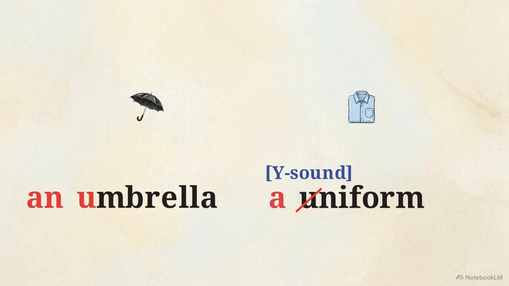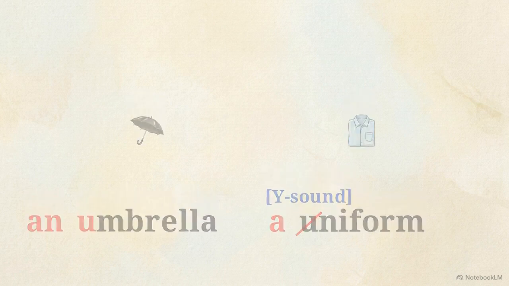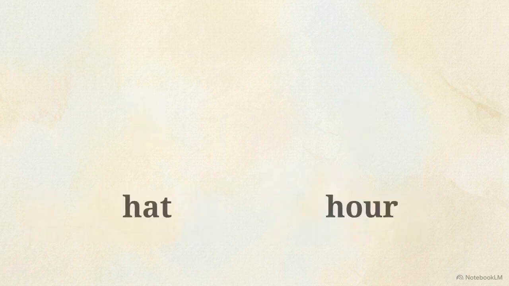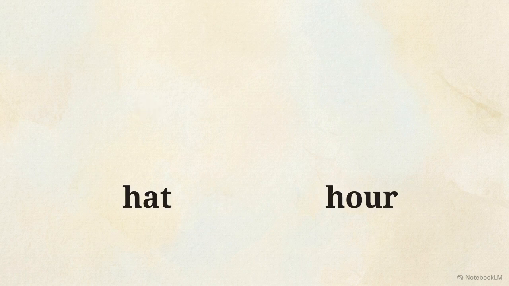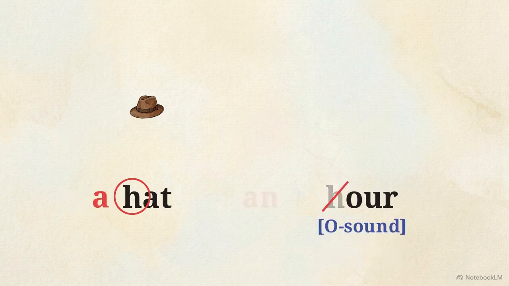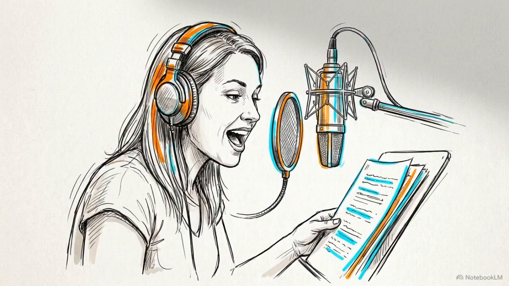We see the same logic applied to words starting with the letter H, such as hat and hour. In the word hat, the H is sounded out, so we use a, but in hour, the H is silent. This leaves the O vowel sound at the front of the word, which requires the use of an. Mastering these articles requires identifying these invisible consonants and silent letters by speaking the words out loud.